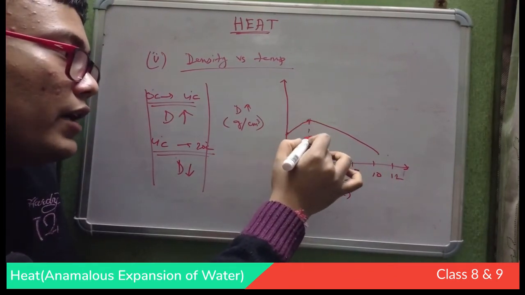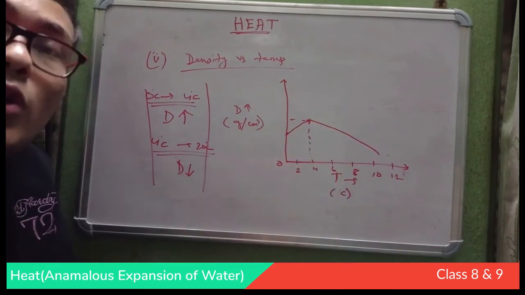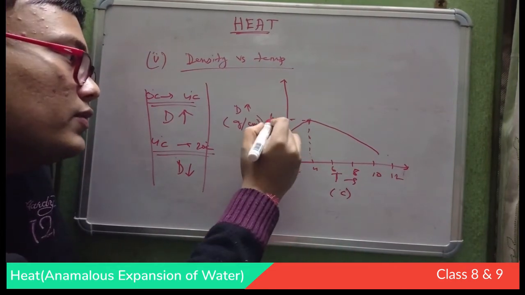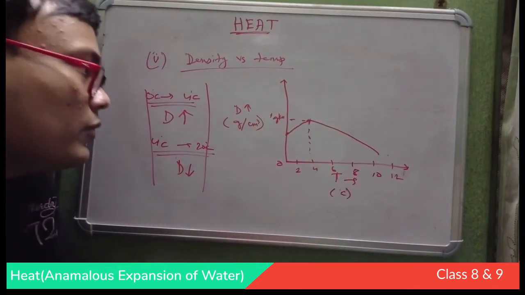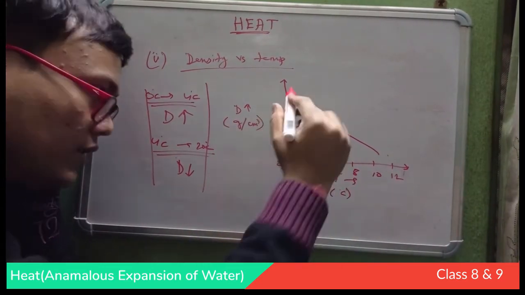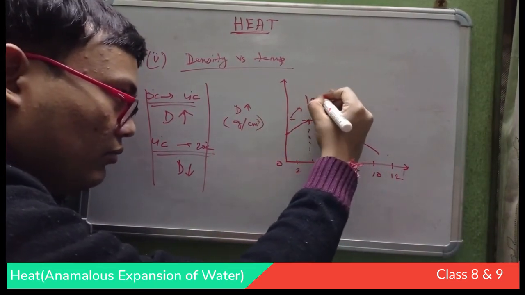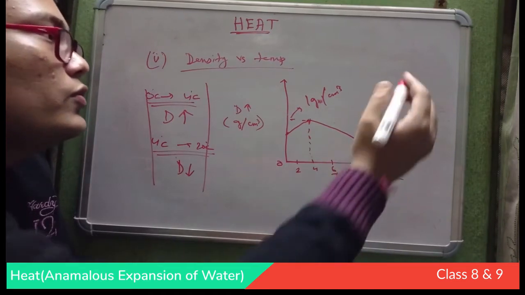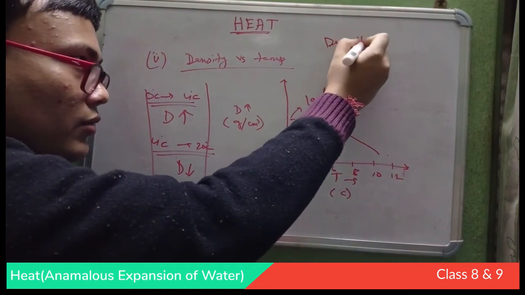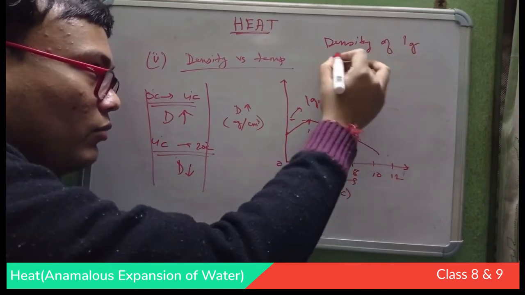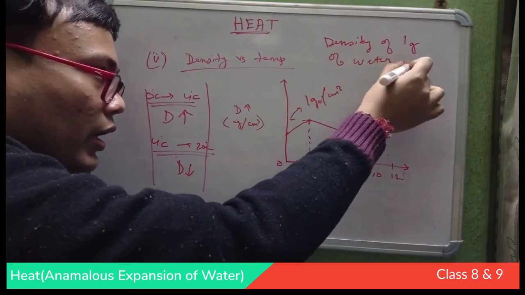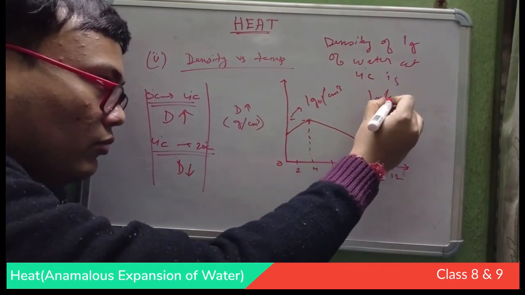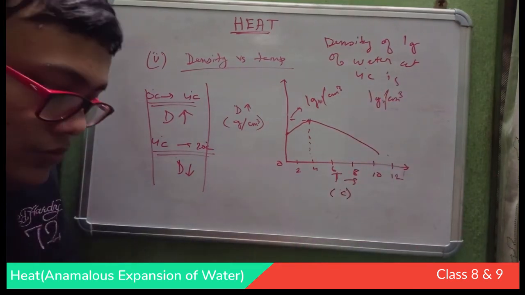So it is observed that the density of 1 gram of water at 4 degrees Celsius is 1 gram per centimeter cube. The density of water at 4 degrees Celsius is 1 gram per centimeter cube.